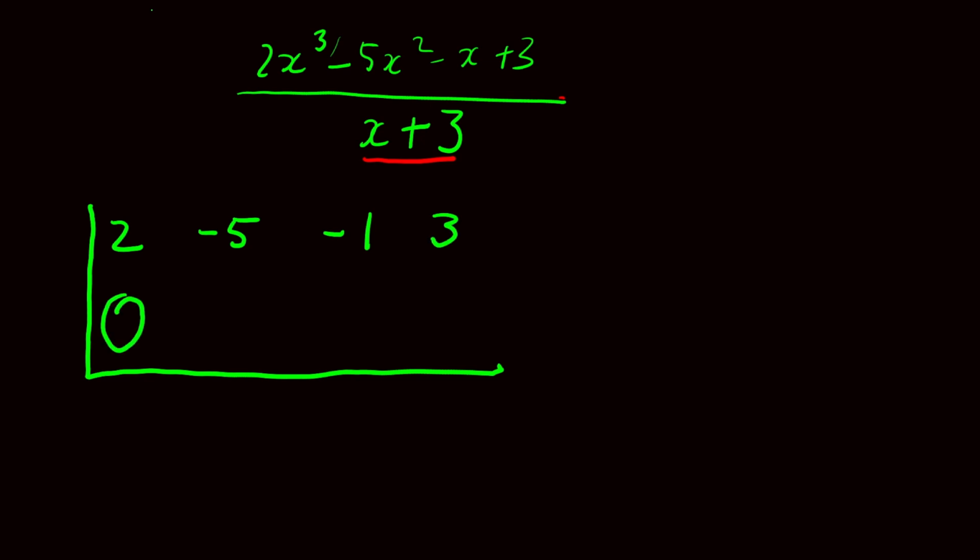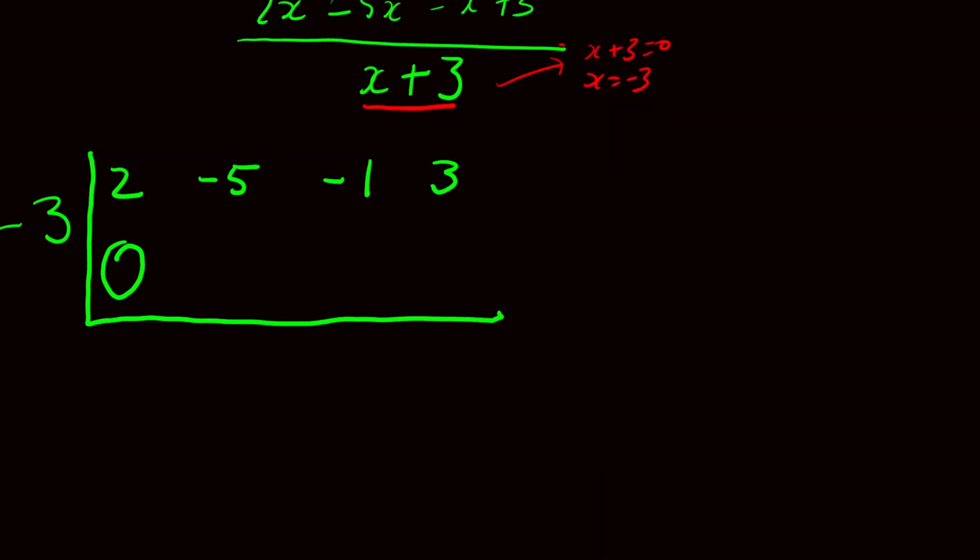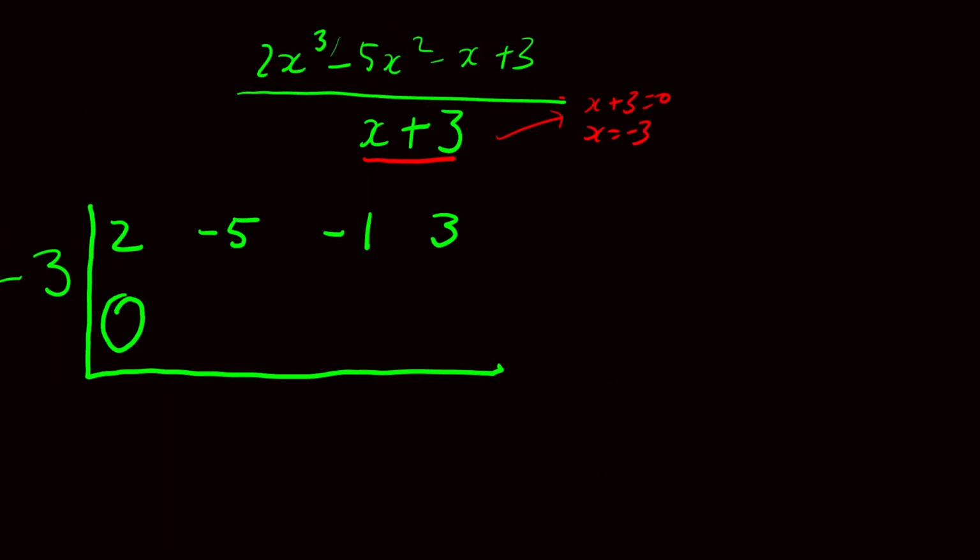And then what do we put out here? Well, we put the opposite of the constant in the denominator, or just x plus 3 equals 0, x equals negative 3. So negative 3 out here. Now, remember, add down, multiply across. So 2 plus 0 is 2. Negative 3 times 2 is negative 6. Negative 5 plus negative 6 is negative 11.